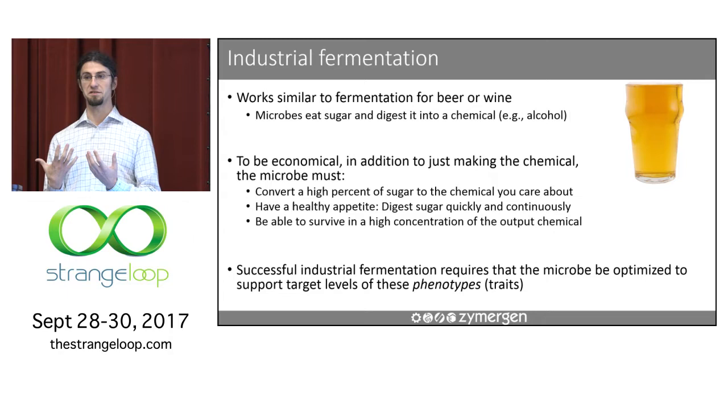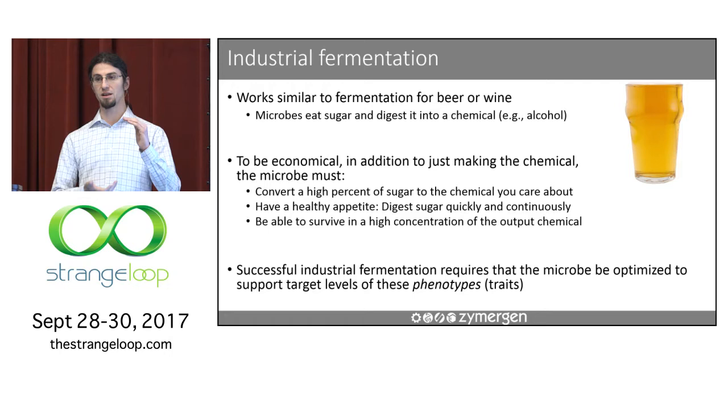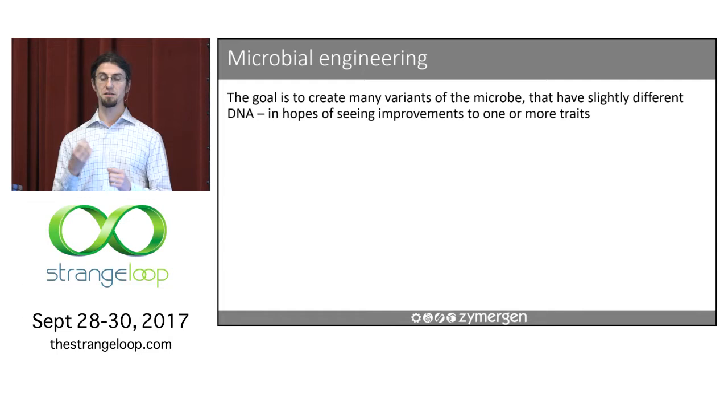So the more of your output chemical concentration that your microbe can tolerate, the longer you can let a fermentation process run before you have to flush out the tank and sort of refill it and start all over again, which takes time. So successful industrial fermentation projects require convincing the microbe to make the chemical you care about, and then successively optimizing these phenotypes or traits until it reaches the economic performance levels that you need. And so this involves a process that we call microbial engineering.